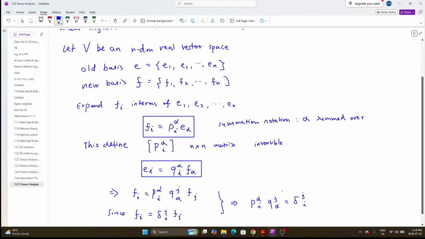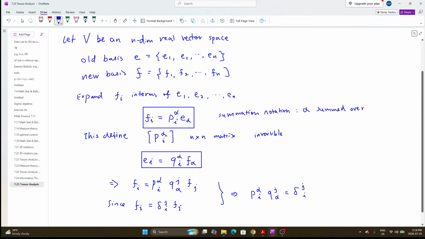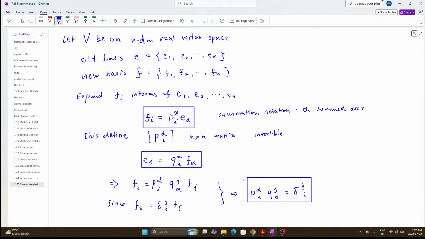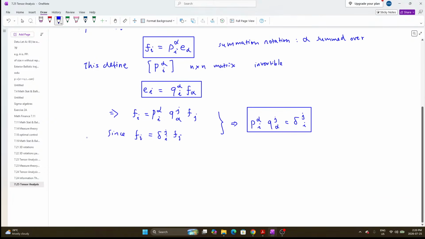Okay, that's cool. So we have the relationship between the change of basis matrix. This is a change of basis matrix from old to new. If you want to change the old basis to the new basis, you use P. If you want to change the new basis to the old basis, you use Q. So this should be clear.